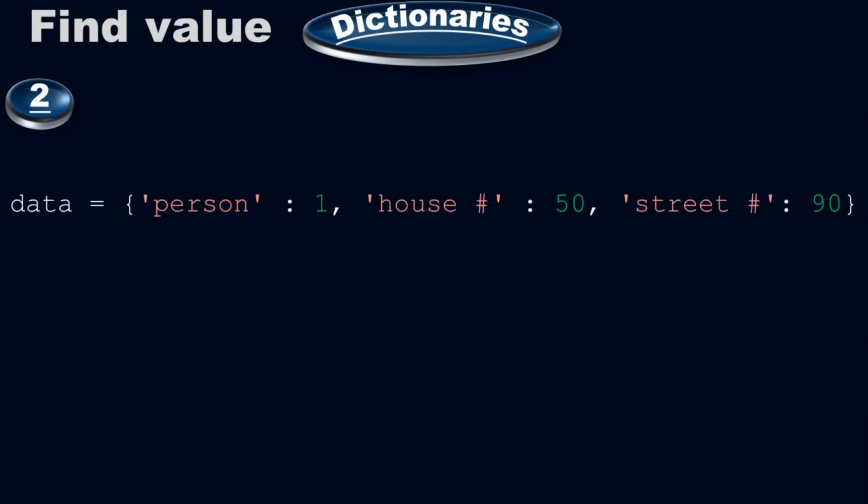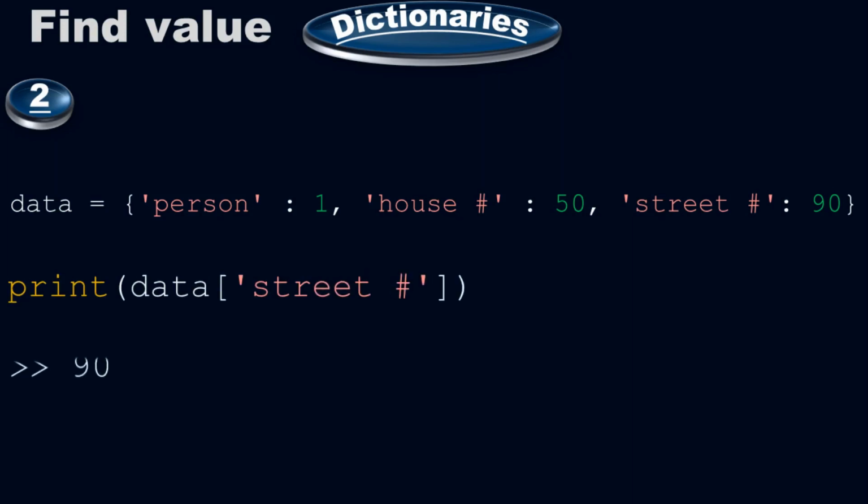Let me take again the same example number 2 here, where data equals person 1, house number 50, street number 90. Take the print of data of street number, it will return the street number, which is 90. Now look, you have to put data and then the close bracket and then the key. Whatever key you put here inside the quotes, it will return the value of that key. So since we have street number inside the quotes, when you run it, it will return 90. Because the value of this key, which is the street number, is 90. Therefore, it returns 90 in the output. This will be the final output.